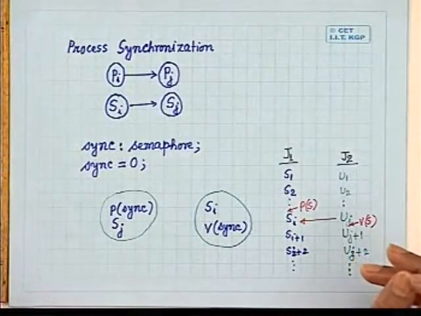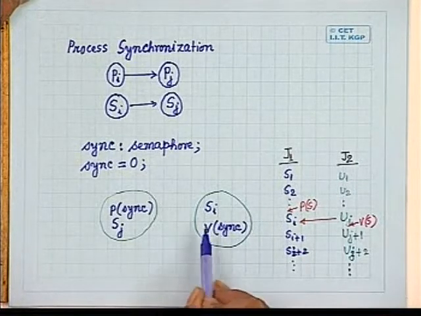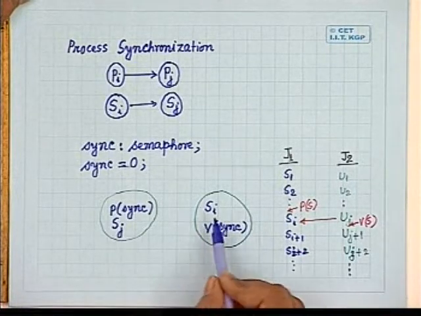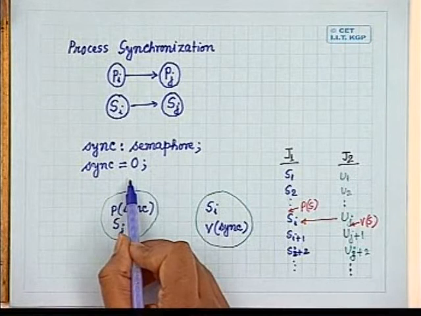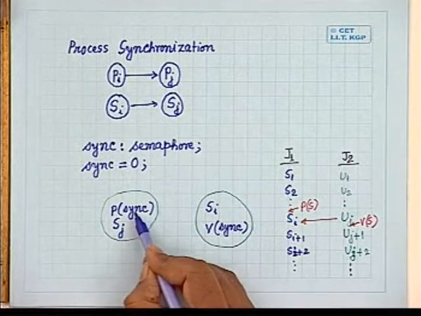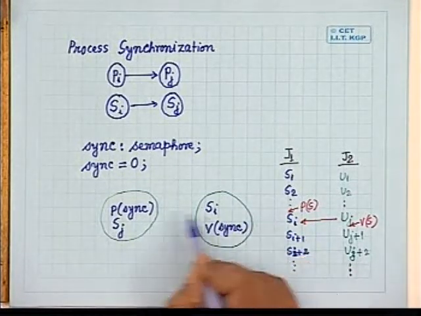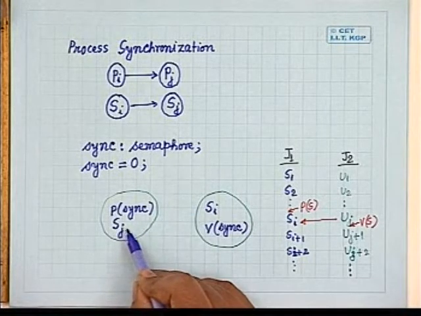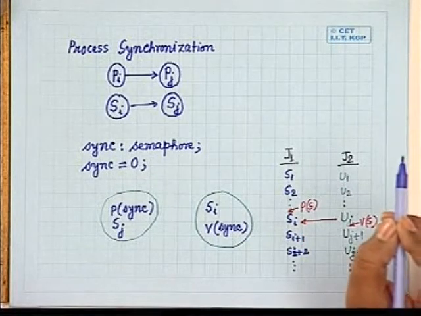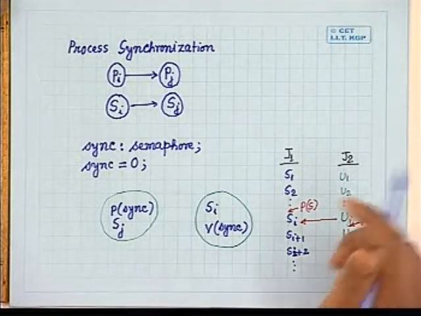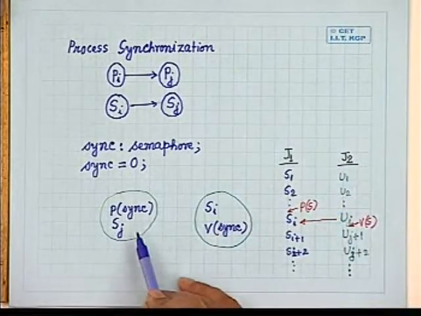We have also seen the use of semaphore variables for process synchronization. So whenever we have a statement, say Sj, which is to be executed only after Si, you use a semaphore variable, say sync, which is initialized to a value 0. Before execution of Sj, you perform P(sync) operation, and after execution of Si, you perform V(sync) operation. So this ensures that Sj can be executed only after Si. So even if Si and Sj are the statements being executed by two independent processes, because of this P(sync) and V(sync) operations, these two processes will be synchronized at this point.